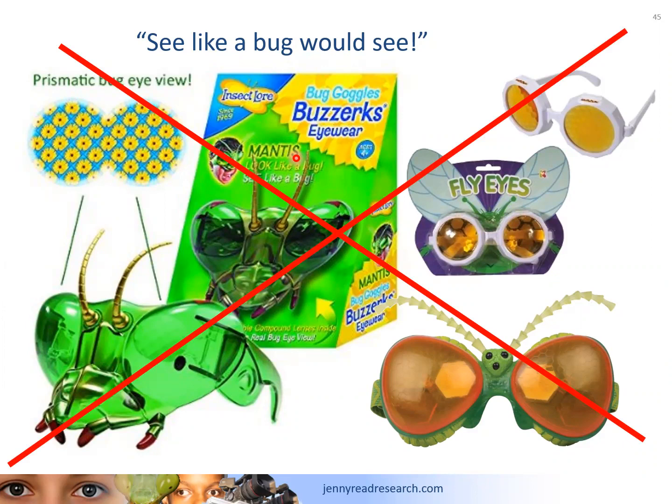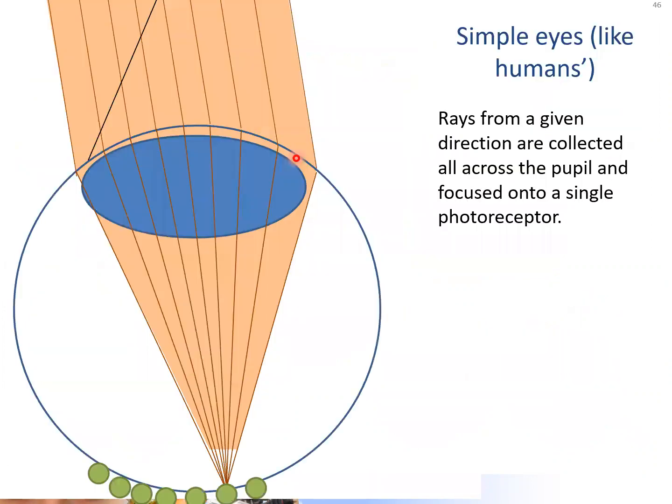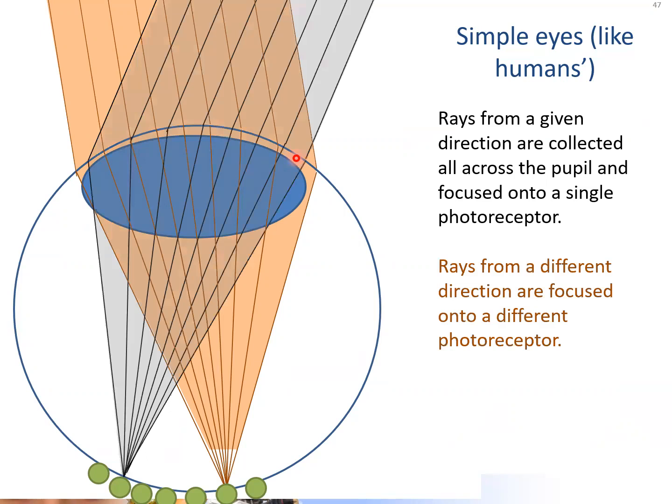How would a bee land on a flower if it was seeing many copies of the flower? So what actually goes on is this. Simple eyes like humans have a wide pupil, and so we collect light across a wide area of the pupil, and then we have to focus that down so that all the rays from a given direction land on a given photoreceptor. And of course, we do that by the accommodative power of our lens and also the power of our cornea. And then rays from a different direction are again collected all across the pupil, but focused down to a different photoreceptor, making an image.